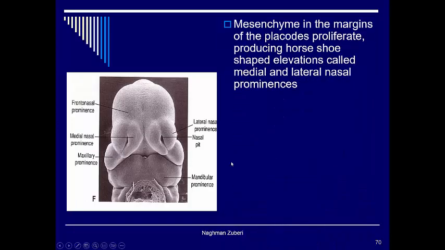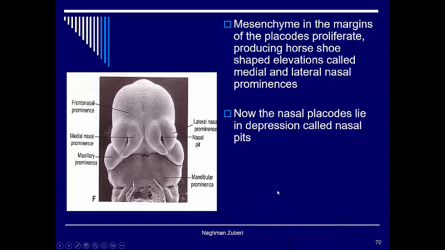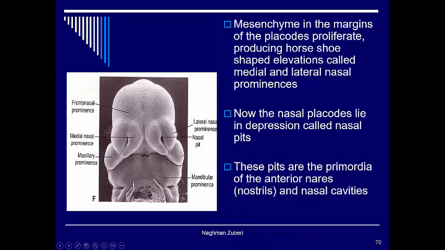Mesenchyme in the margins of the placodes proliferates, producing horseshoe-shaped elevations, which we call medial and lateral nasal prominences, which I have already showed to you. These are the prominences, medial and lateral. Now the nasal placodes lie in depressions called nasal pits. These are the nasal pits, which were placodes. Now they are converted into pits. These pits are the primordia of the anterior nares or nostrils and the nasal cavities.